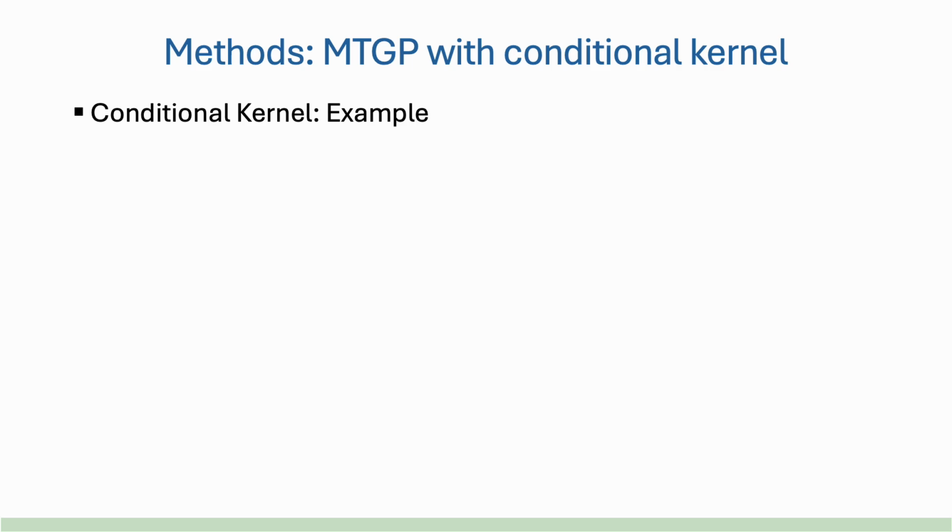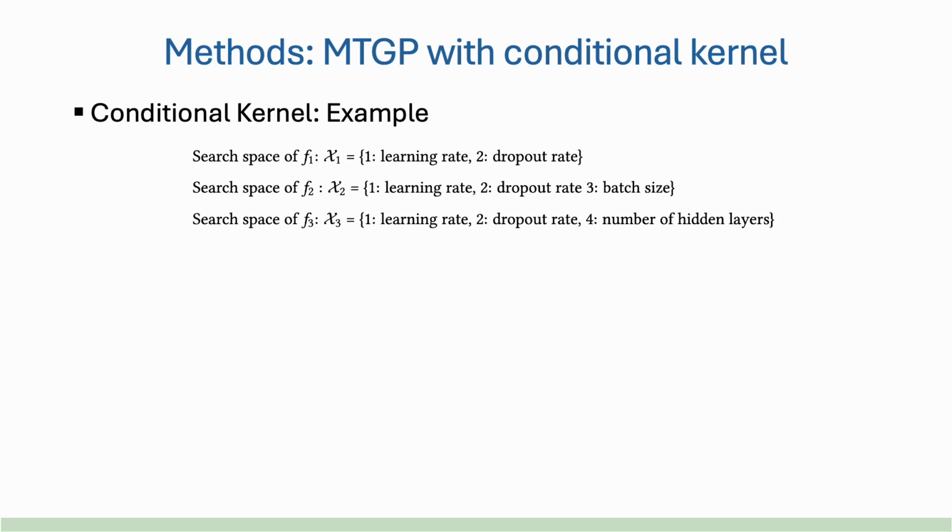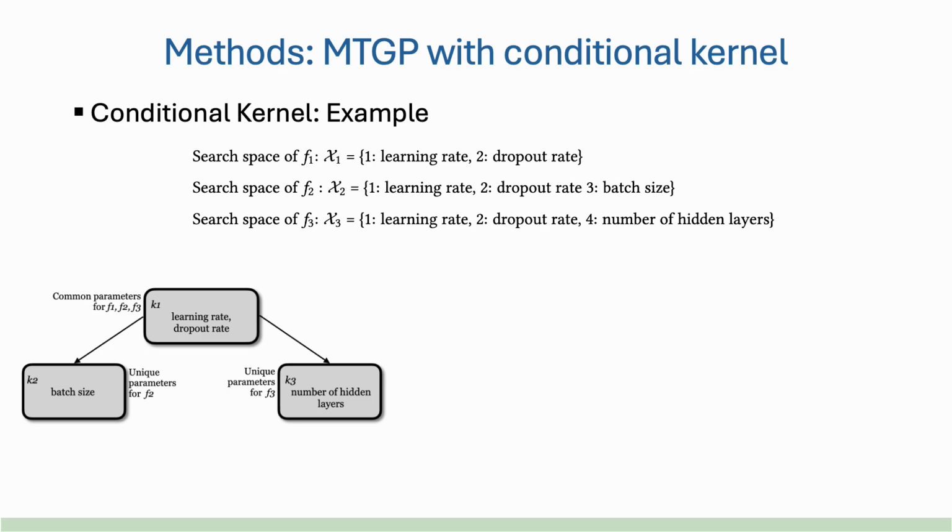So let's look at this example of hyperparameter optimization where we have a target task F3 and we have two source tasks F1 and F2, and their parameters or input space is listed here. So this is how the dependency tree looks for these search spaces. So what we did was we start from the root node and we assign a maximal subset of parameters to each node that are common across as many tasks as possible. And each node also gets its own base kernel denoted by K1, K2, K3 here.